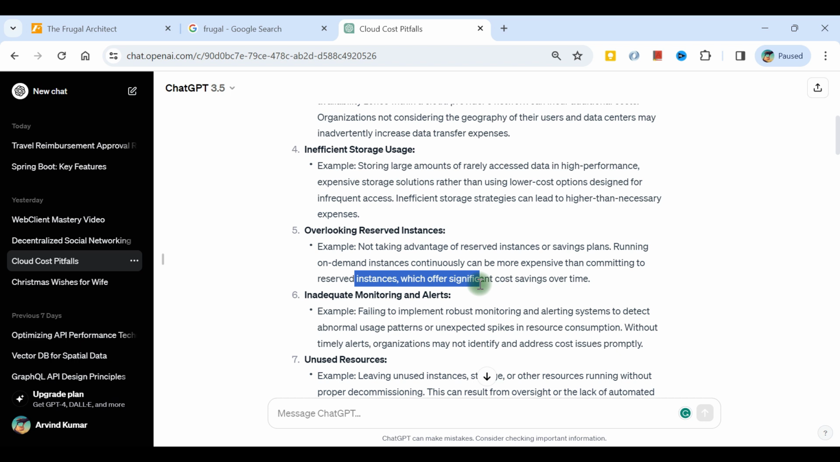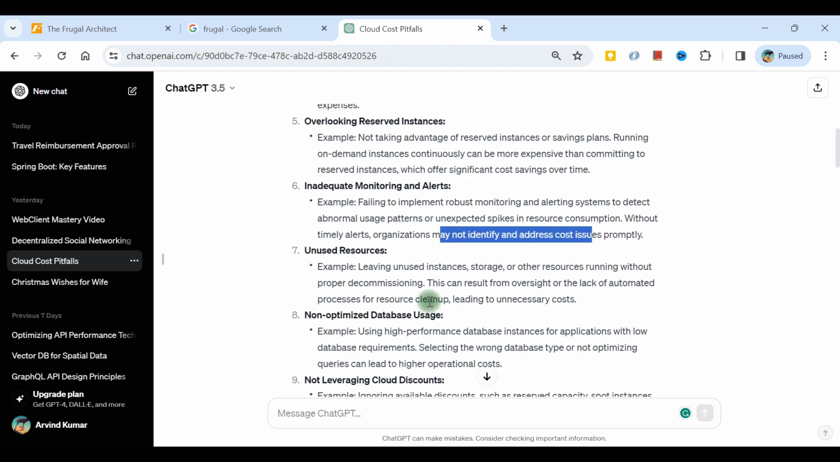So, sixth point is inadequate monitoring and alerts. The example for this: failing to implement a robust monitoring and alerting system to detect abnormal usage patterns or unexpected spikes in resource consumption without timely alerts. Organizations may not identify and address cost issues promptly.